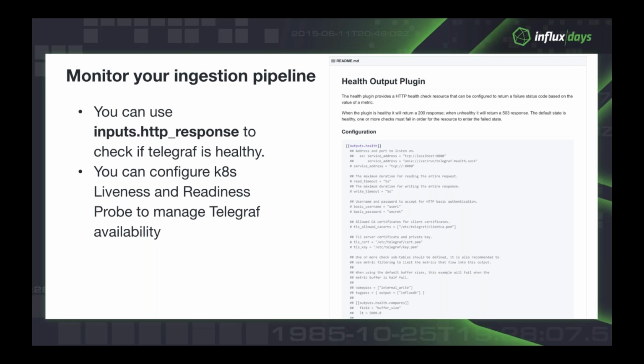Another one is the HTTP response, so the HTTP health plugin. What it does is start an HTTP server that returns whether Telegraf is healthy or not. So this is very useful. It's like a health check for Telegraf, and it's very useful because you can configure a readiness probe and a liveness probe in Kubernetes to tell you how it's performing and how many Telegraf instances are up or down.